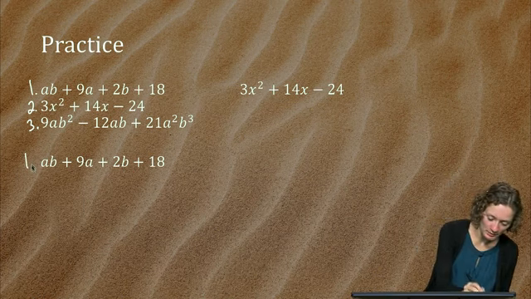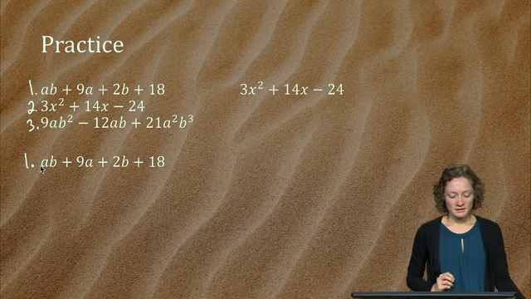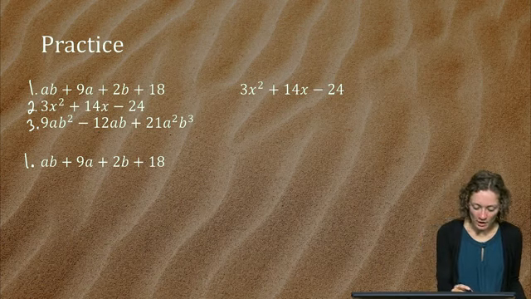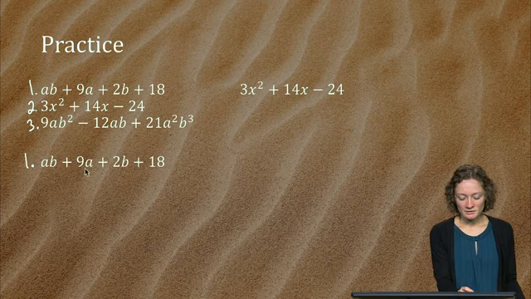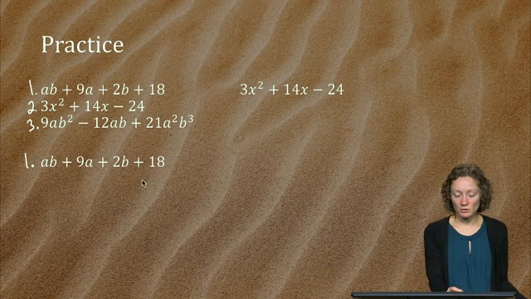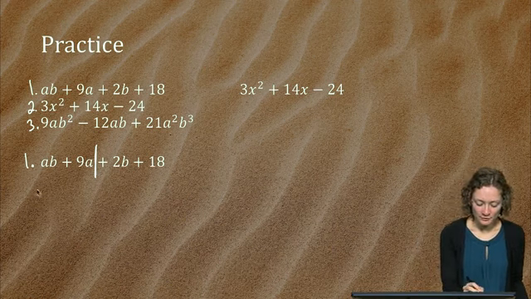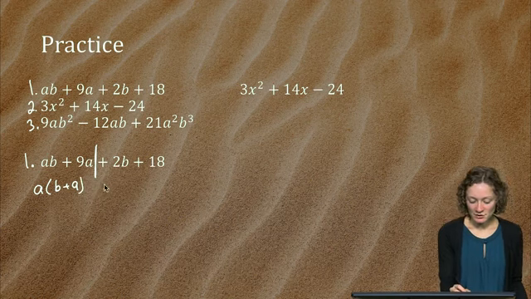Okay, so our first problem. You should have practiced these on your own. Factoring is of the utmost importance as we continue on, and it does not go away as you continue through the math courses. All right, so our first problem, first we look for a greatest common factor. AB, 9A, 2B, 18, they don't all have anything in common. So then we use by grouping. The first two have an A in common, leaving you with B plus 9. The last two have a 2 in common, leaving you with B plus 9.